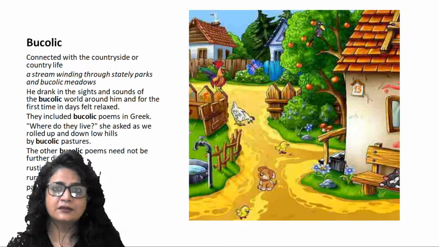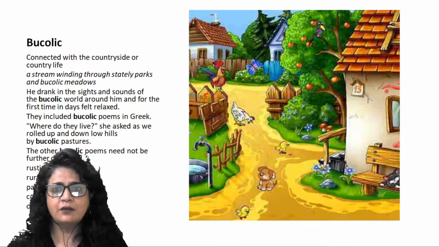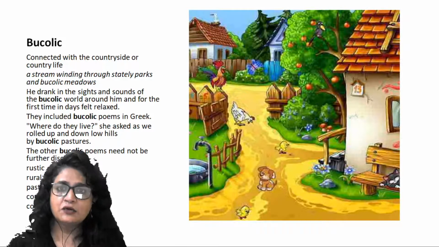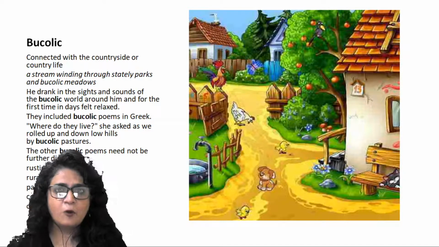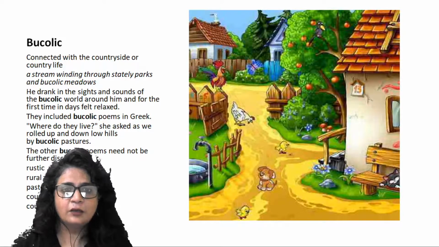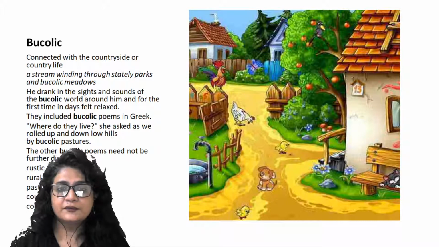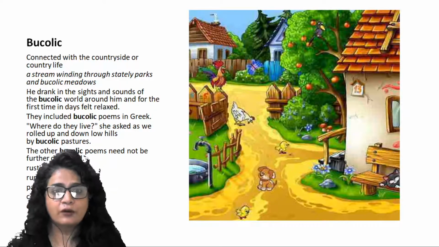felt relaxed, right? He was in the pastoral surroundings, in those rustic surroundings, and he felt relaxed in those surroundings, right? So no traffic, no horns, no concrete roads, no buildings. So it was just relaxing. They included bucolic poems in Greek. So here, anything which is related with country folk.